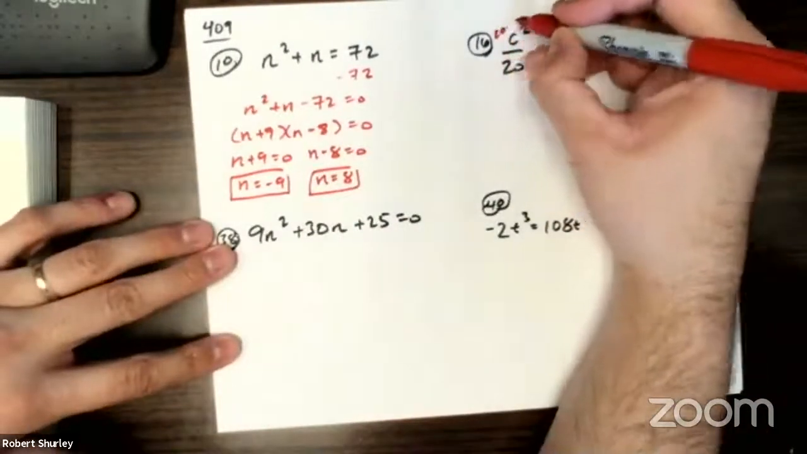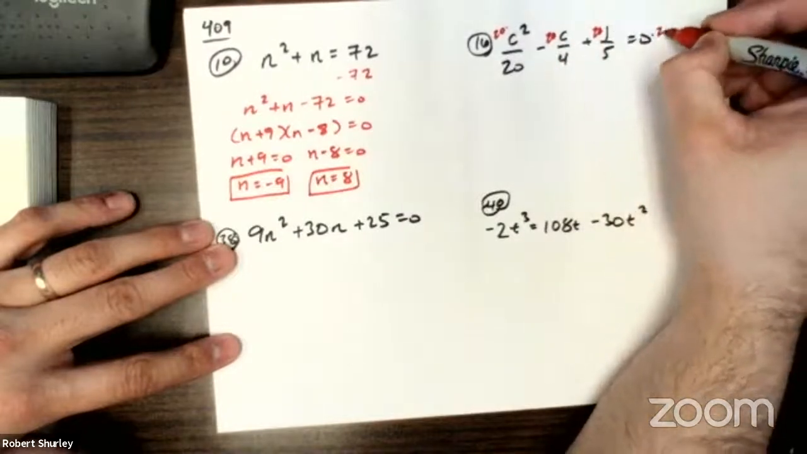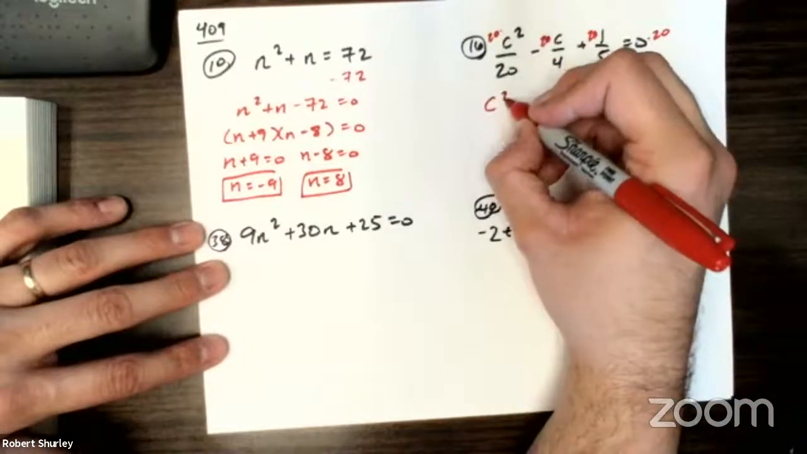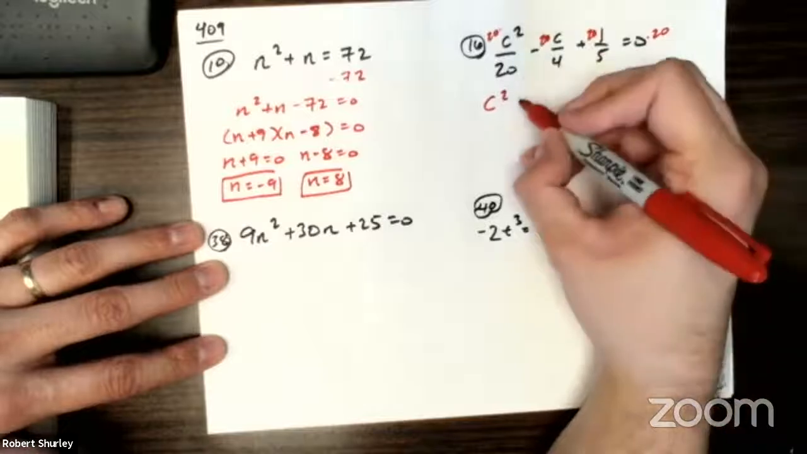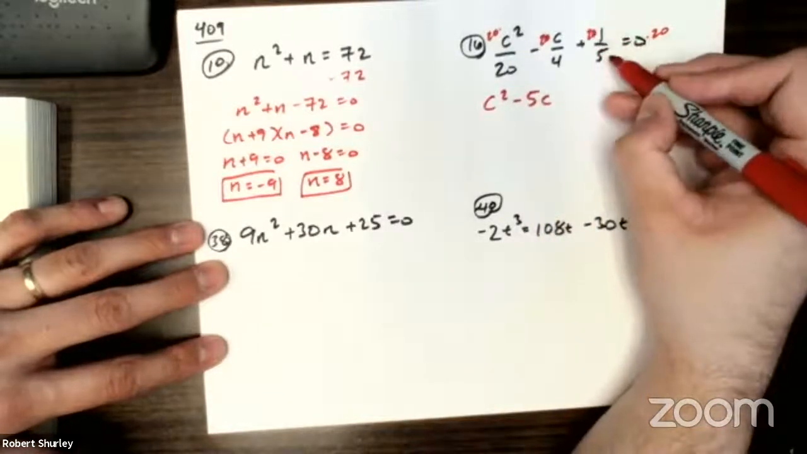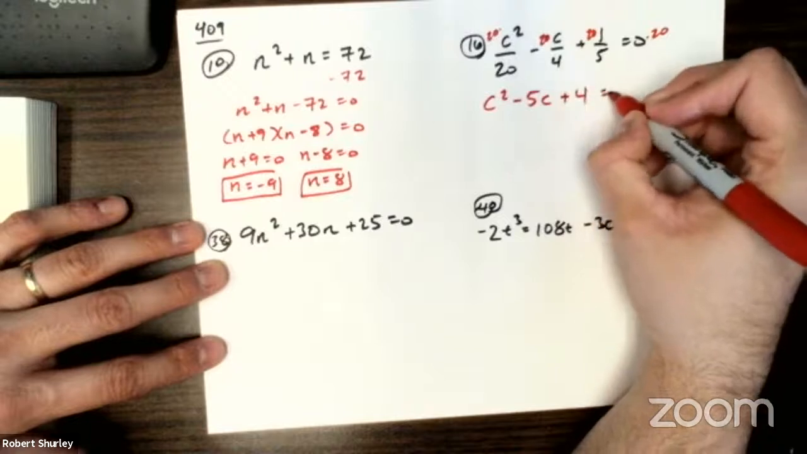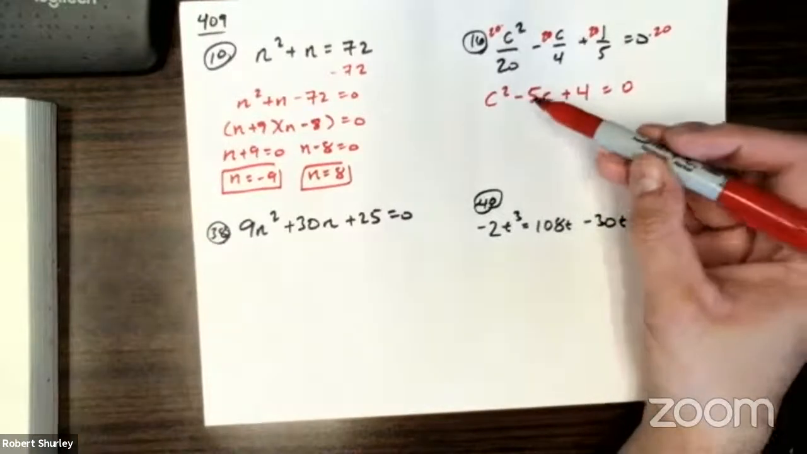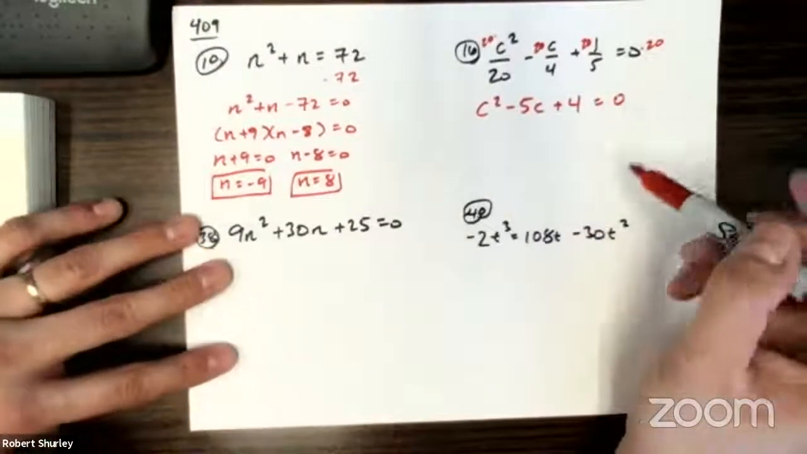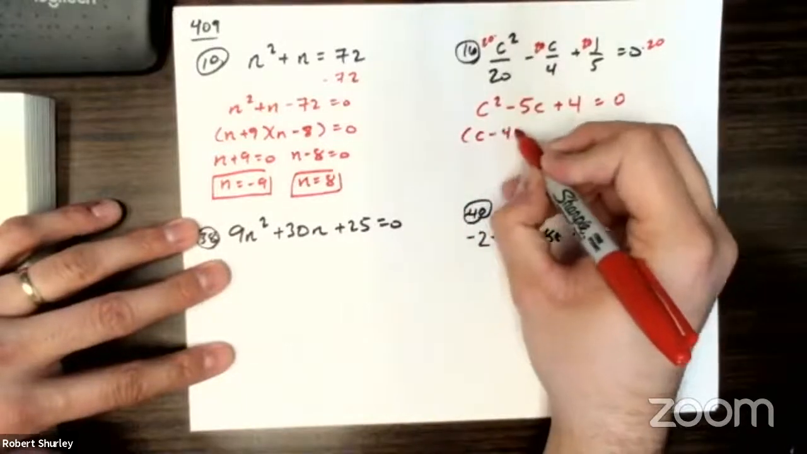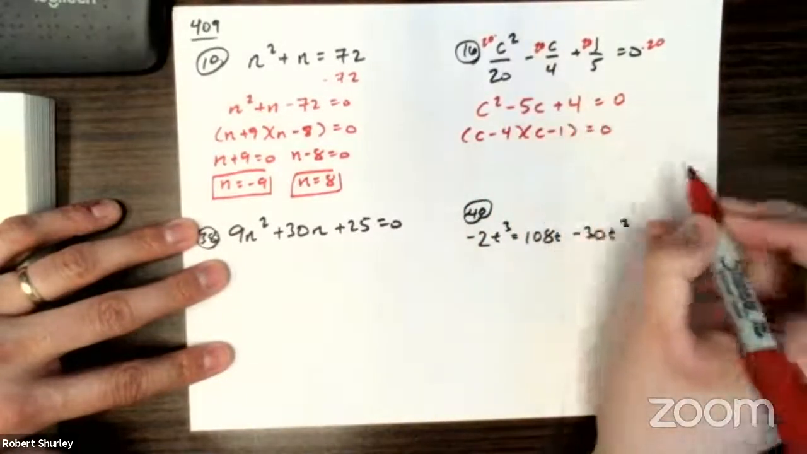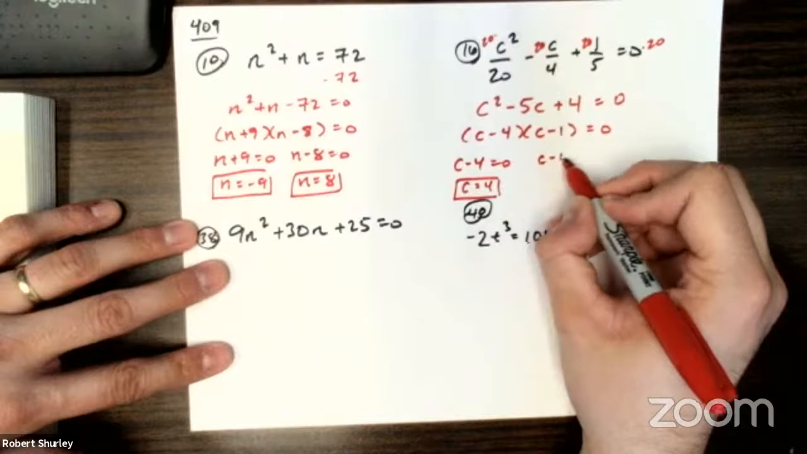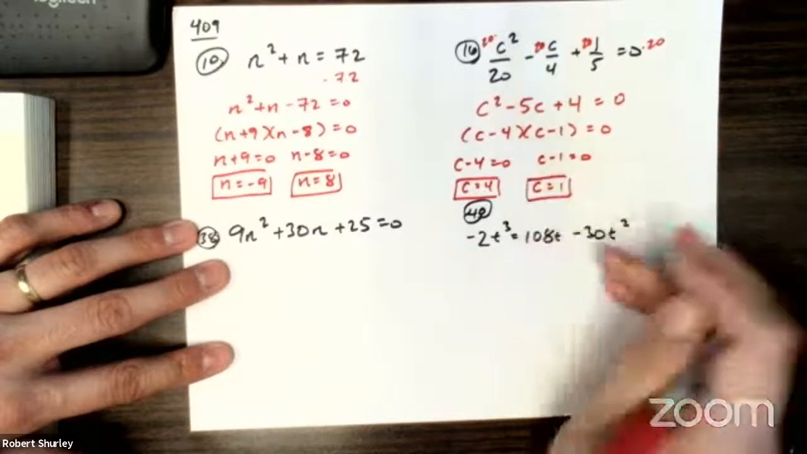And again, I gave you the trick. Let's multiply everything by 20. And it's an equation, so you have to multiply every single term by 20. Well, 20 divided by 20 cancels out. That leaves me c squared. 20 divided by 4 is going to give me 5, so that's a minus 5c. 20 divided by 5, that's going to give me a 4. And of course, 0 times anything is 0. So you wind up with an easy trinomial to factor. c squared minus 5c plus 4 equals 0. So you wind up with c minus 4 and c minus 1. So therefore, c minus 4 equals 0, c equals 4. c minus 1 equals 0, c equals 1. Okay?